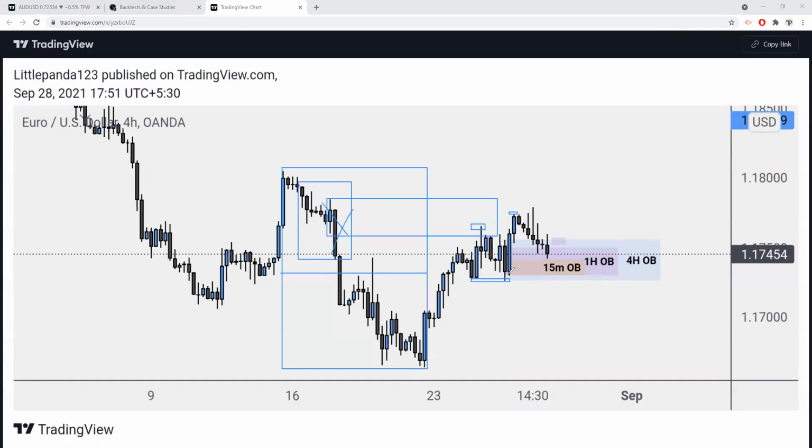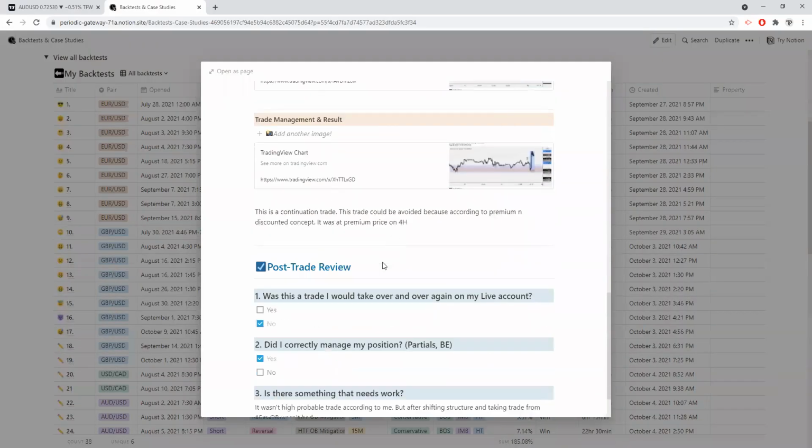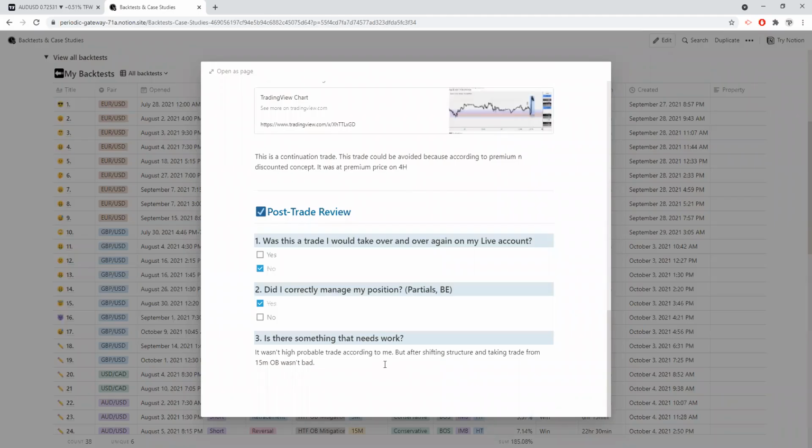Okay. And then basically we broke higher, higher, you just follow the structure until you fail. Until it actually breaks and then you go short. Absolutely perfect. No mistakes. And I think after this backtesting session, you should raise your confidence a little bit, because this was absolutely a high probable trade.